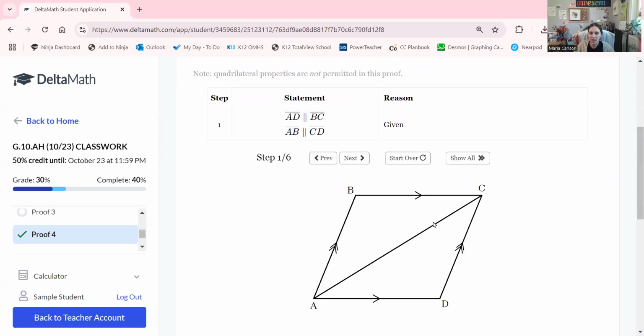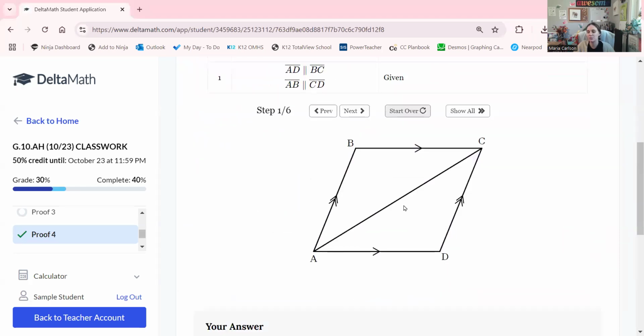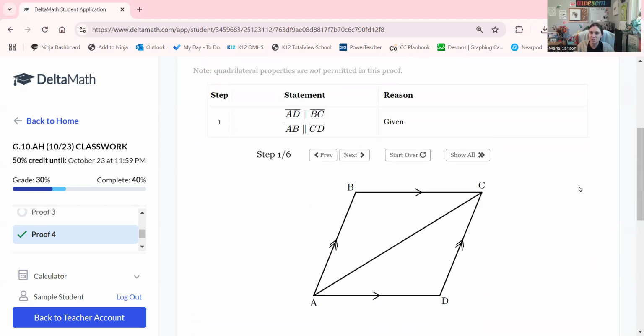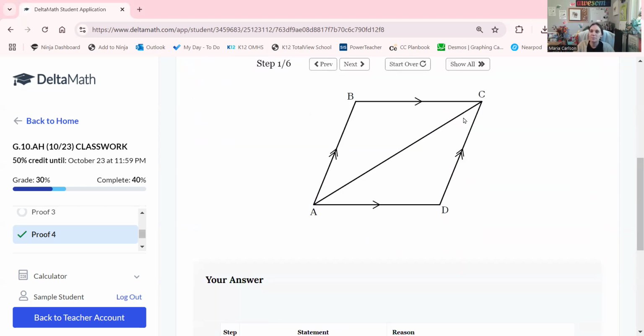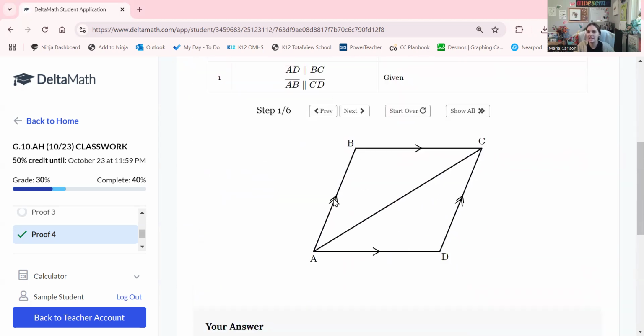So this one takes a little bit of piecing together, especially with those two sets of parallel lines. But with practice, you can start to play around with these proofs. It takes some trial and error. I definitely didn't learn this overnight.